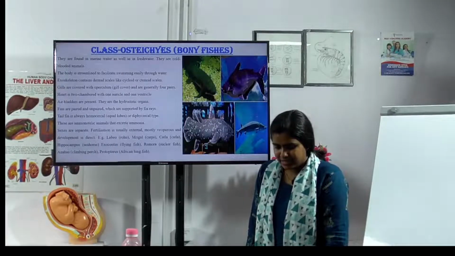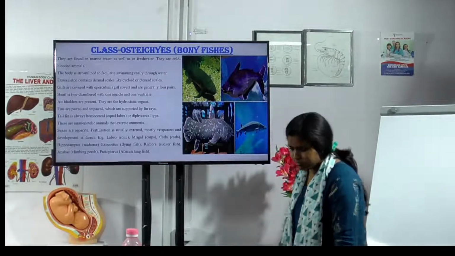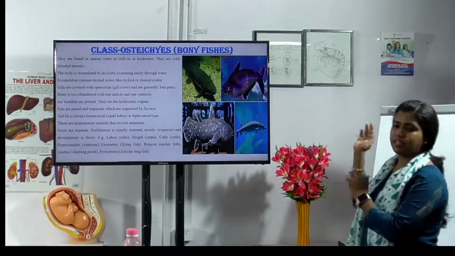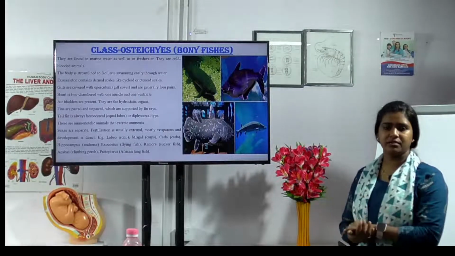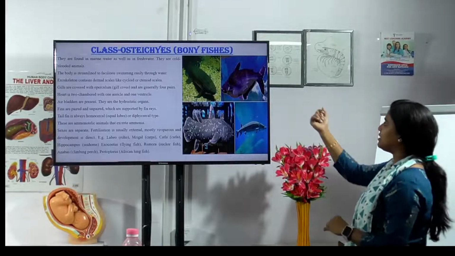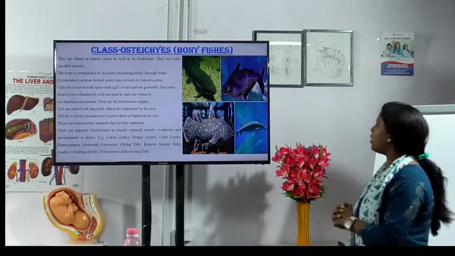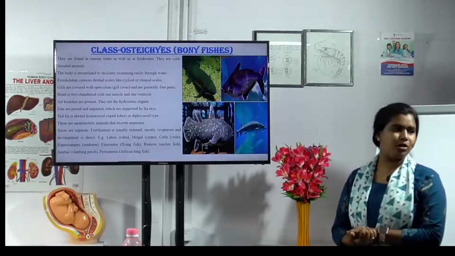And the next class is Osteichthyes. These are bony fishes. They are found in both marine and fresh water, and these are called cold blooded animals.